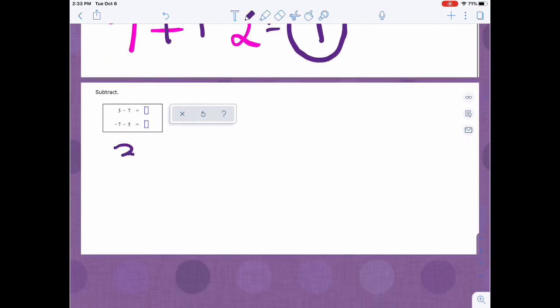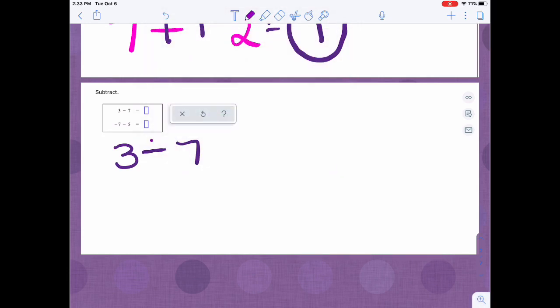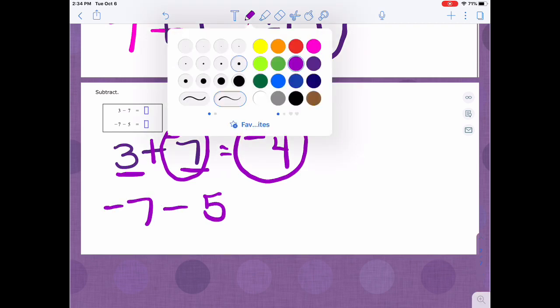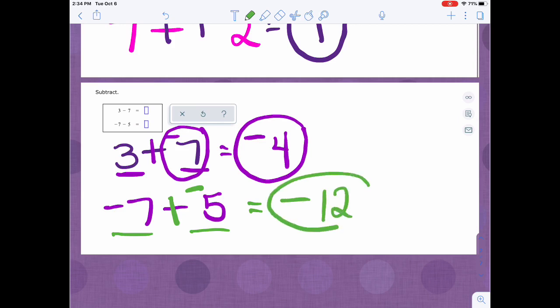All right, here I have 3 minus 7. You got it. I'm going to add the opposite. I have a -7 and a +3. So since they're different, I end up subtracting. And I keep the sign of the bigger number because that number wins. -7 minus 5. What am I going to do? Add the opposite. And now I have a -7 and a -5, and I put those together and I just get a whole lot of negatives.